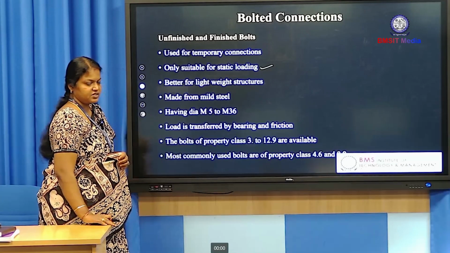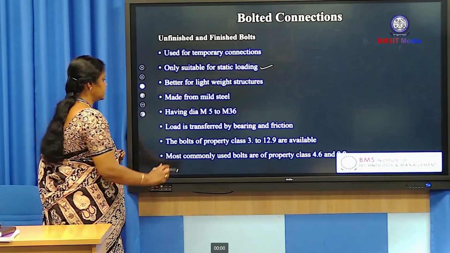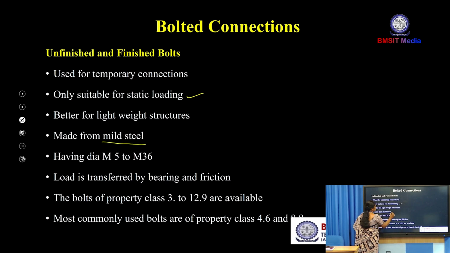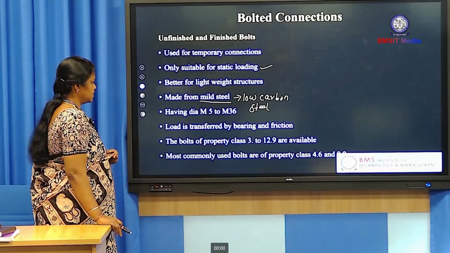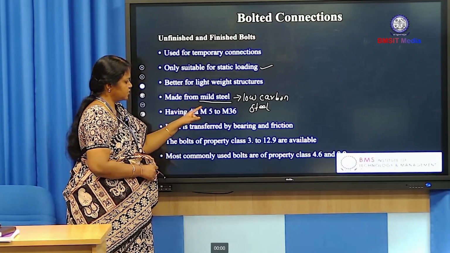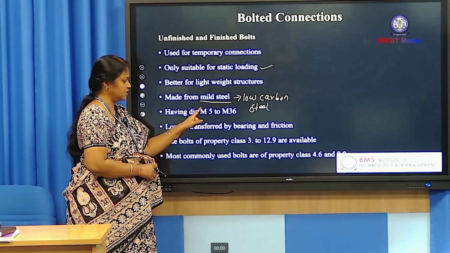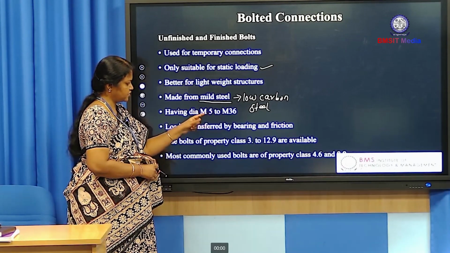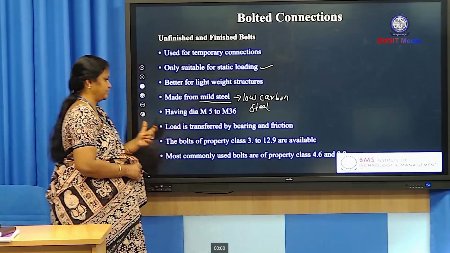For lightweight structures, we have to use only the finished or unfinished bolt. This is made from mild steel. Mild steel means low carbon steel, and the ductility is more in low carbon steel. Next, it has a diameter of M5 to M36. M means mean diameter, and 5 means the diameter of the shank portion, not the threaded portion. So M5 means diameter of 5 mm, up to 36 mm.